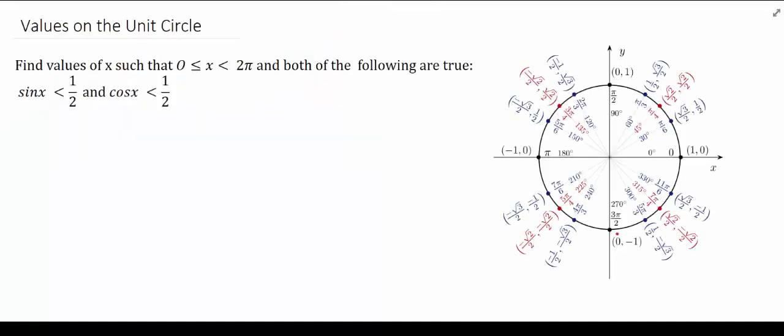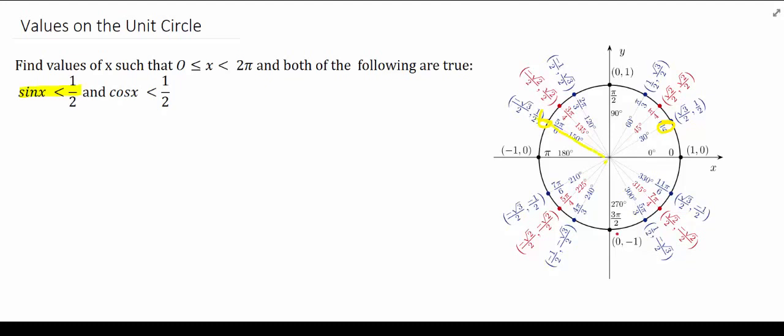In this problem, we need to find values of x between 0 and 2 pi that satisfy both of the following conditions: 1, that sine of x is less than a half, and 2, that cosine of x is less than a half. If I start with my first one, sine of x is less than a half. Well, sine is the y value, so that occurs at pi over 6 and at 5 pi over 6. So that's where the y values are a half.